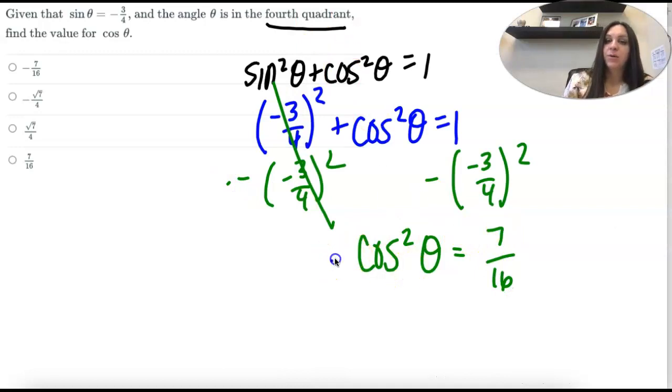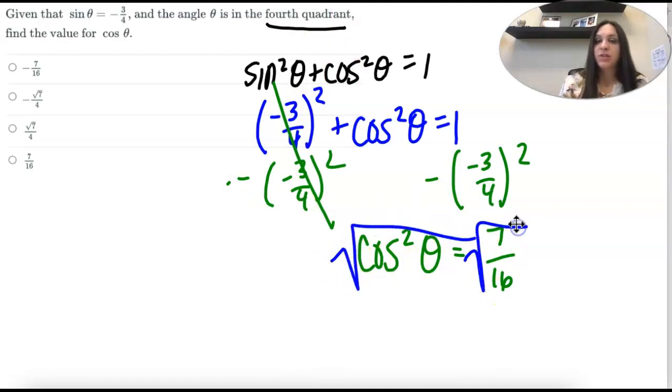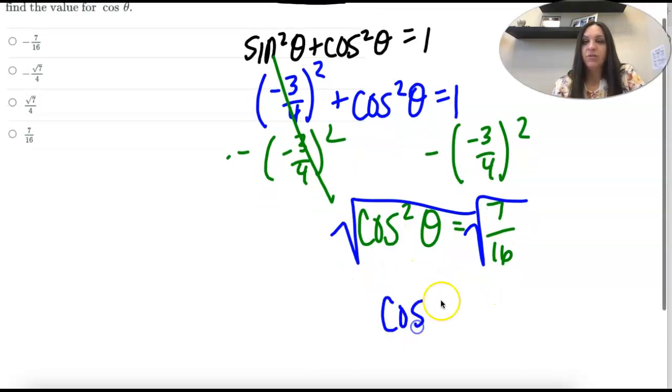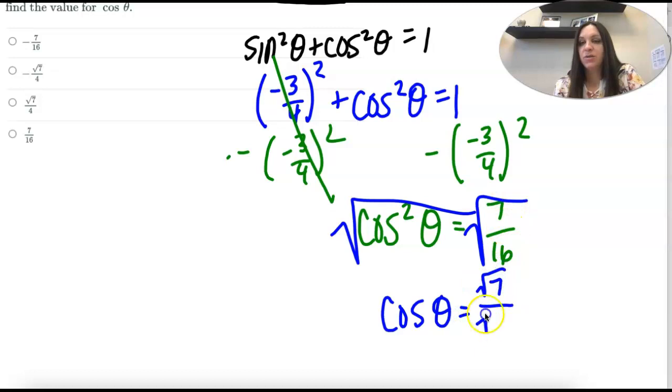And we don't want cosine squared, we want cosine. So I'm going to take the square root of both sides. Now I have cosine of theta, and then I'm going to split that square root because I know the square root of 16 is 4.